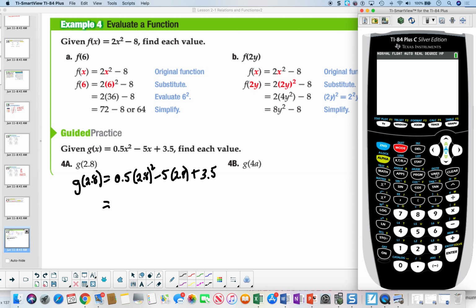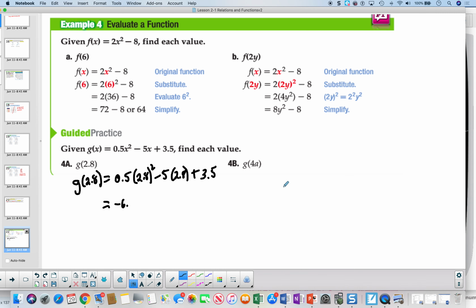And then I'm going to go to vars, and then to the menu y vars, and then press enter, and then press enter again, and it's going to paste y sub 1. I'm going to put a parenthesis, and I'm going to put the 2.8. The calculator will put 2.8 wherever there's an x. And so my answer will be negative 6.58. So this is a way to use your graphing calculator to evaluate this.